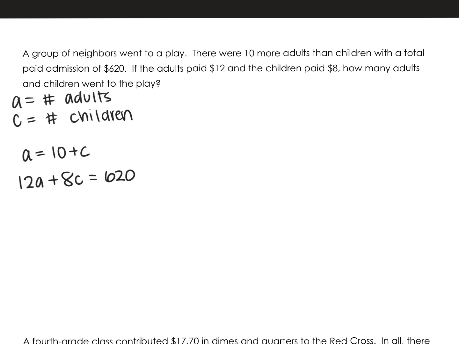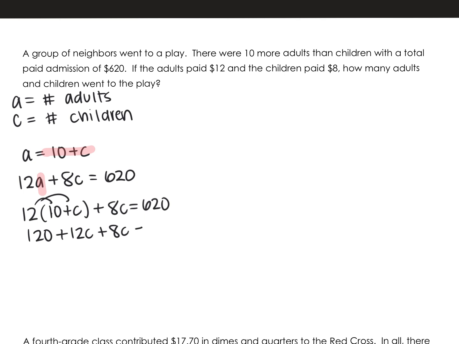So again, going to be using substitution. I'm going to take the 10 plus C and plug it in for my A. So 12 times (10 plus C) plus 8C equals 620. And distribute: 120 plus 12C plus 8C equals 620. Combine like terms: 120 plus 20C equals 620.